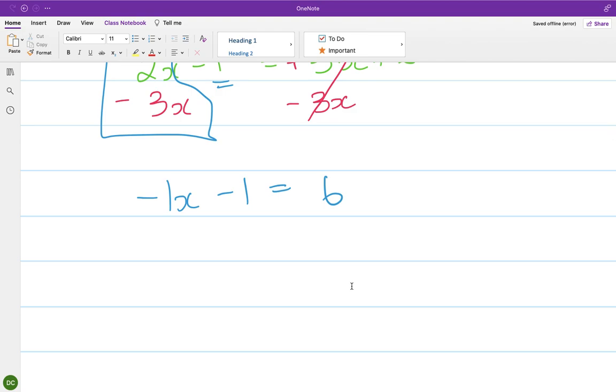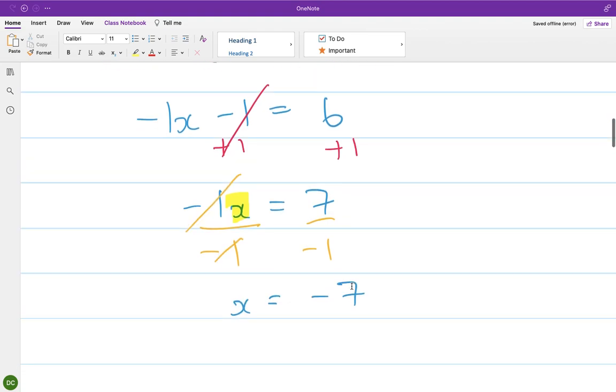I'm going to get rid of the minus 1 next. I do that with a plus 1 and a plus 1. So minus 1x equals 7. And then I'm going to isolate the x by getting rid of the minus 1. They're stuck together, so I get rid of the minus 1 by dividing. Divide by minus 1 and check it on your calculator if you need to. 7 divided by minus 1 is minus 7.